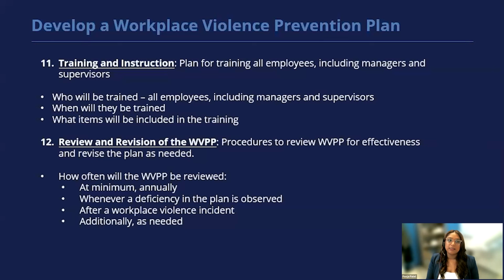And finally, your plan needs to include a procedure for reviewing and revising the workplace prevention plan. So you need to be reviewing this plan to make sure it's effective, revising it as needed. At minimum, every year when you're doing your training is a great time to review the plan and make sure that everything is in there. If you find a new deficiency, or if there's a new workplace violence incident, when you're doing that training again, review and revise the plan, add in those additional hazards you've identified, and add in the new corrective measures that have been added into the next steps.